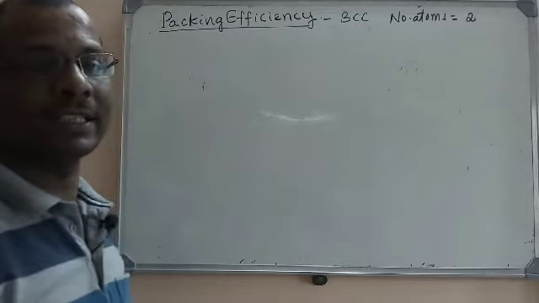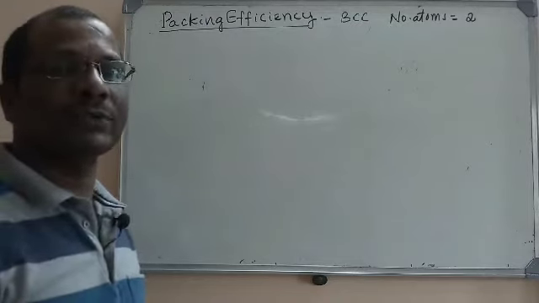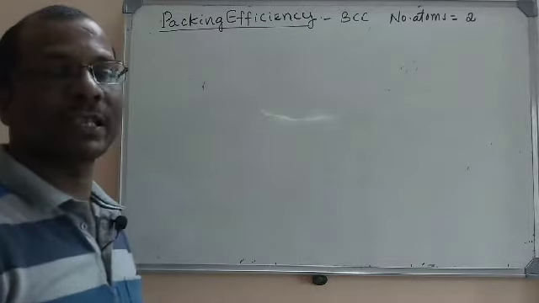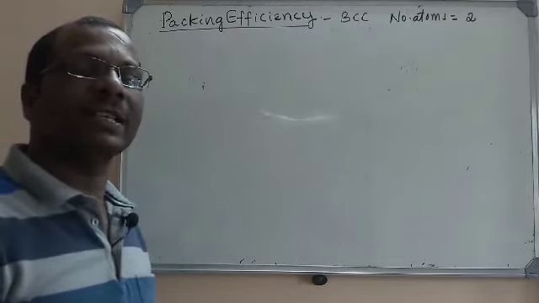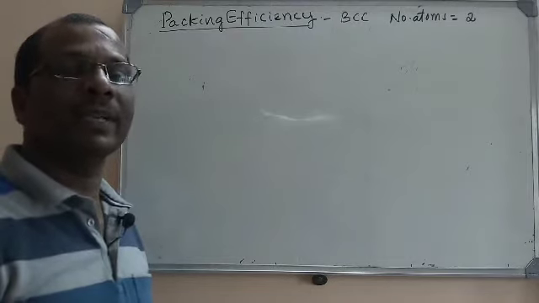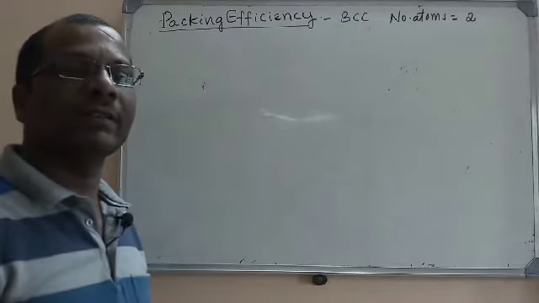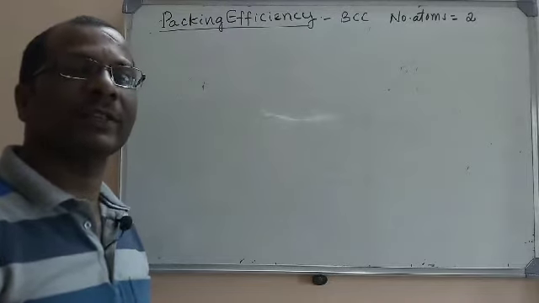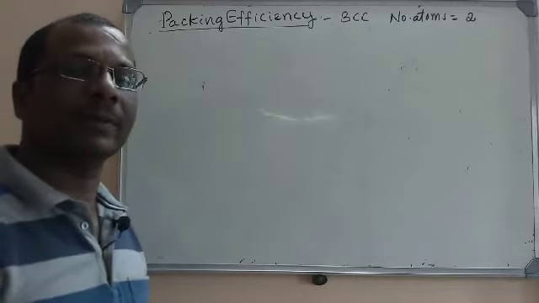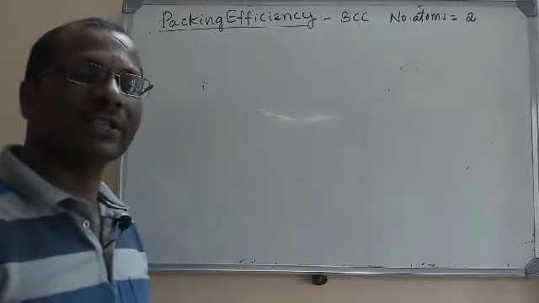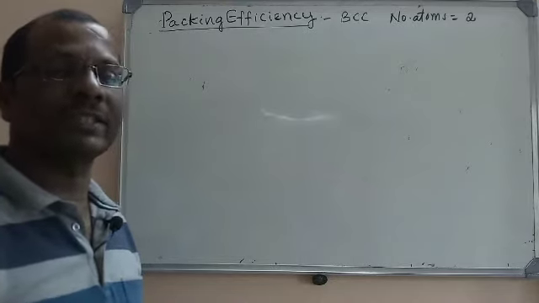Now let us calculate the packing efficiency of a BCC. Here we are taking a BCC unit cell. How will it be? In a BCC unit cell, 8 atoms will be occupying the 8 corners of the cube. In addition to that, there will be an atom at the center of the body of the unit cell.